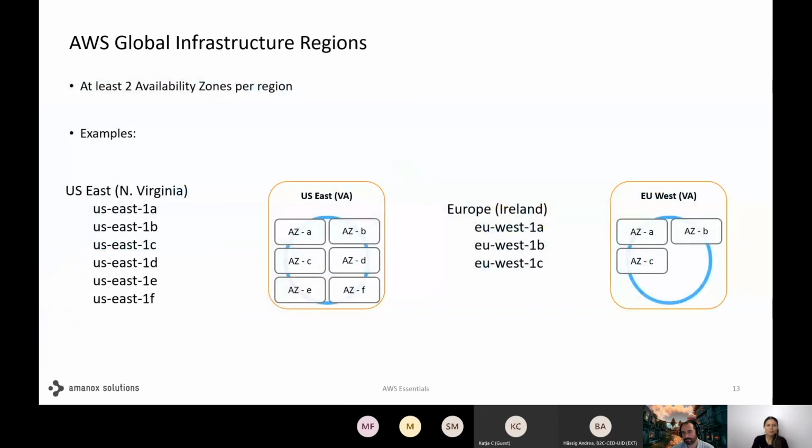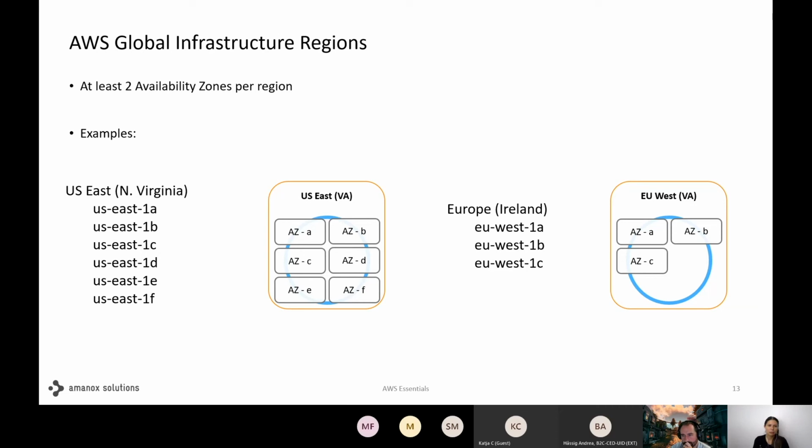So more specifically, inside the region, we're going to have at least 2 availability zones. We can ask ourselves why. This will be because if there is a problem in one availability zone and it fails, then we have a second one that is nearby that can take over the loads of the availability zone that failed.